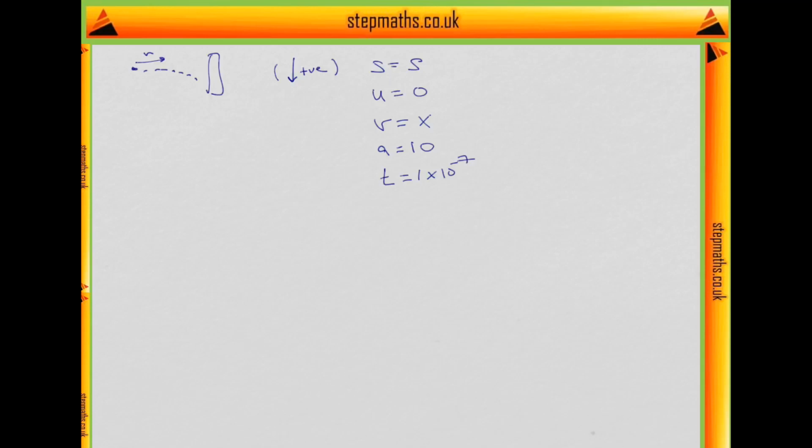Then we can simply plug it in. S is ut plus 1/2 at squared. U is 0 and a is 10. That gives us 5t squared, which is 5 times 1 times 10 to the minus 7 squared, which gives us 5 times 10 to the minus 14 meters. And that's the answer.